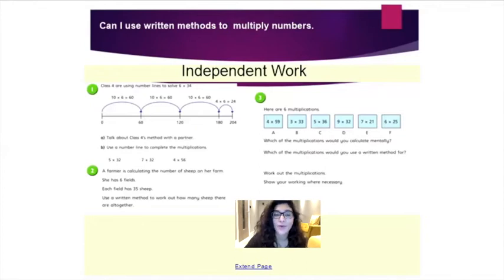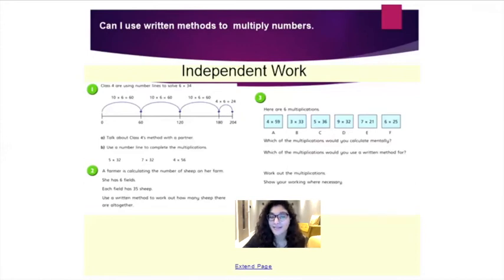So if you spoke to an adult, or maybe just even talked to yourself about it a little bit, you should have said that what they have done here is split the bigger number of the two. So which number's bigger, 34 or 6? It is 34. They've split it into 10, 10, 10, and 4. And they've multiplied each of those numbers by the number 6.